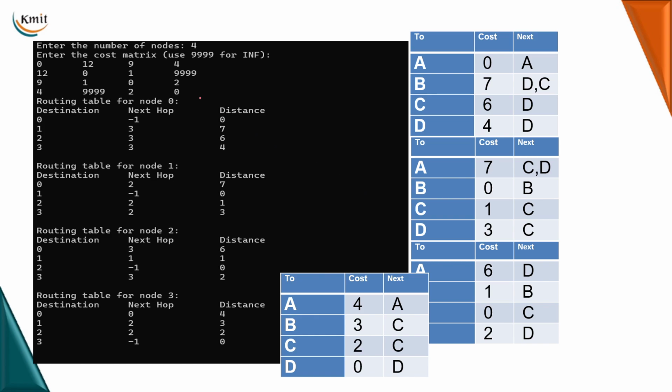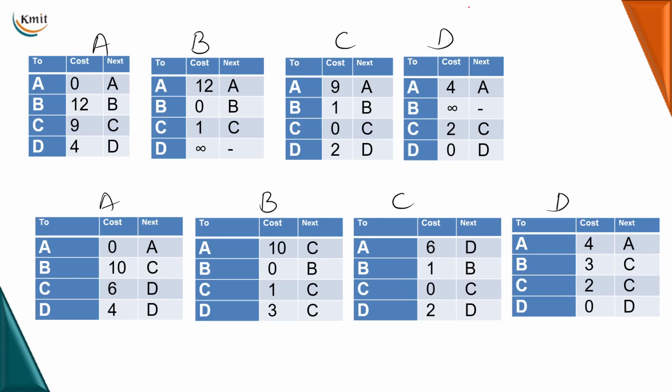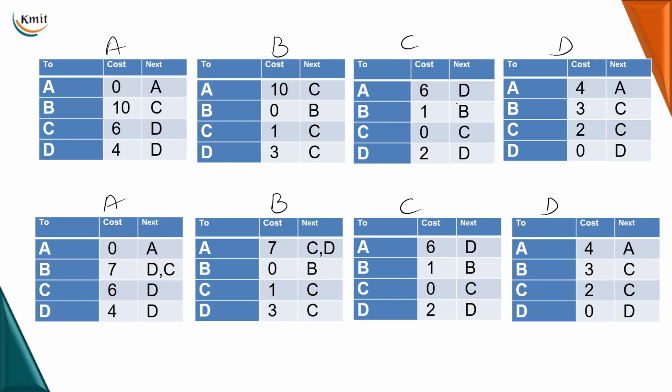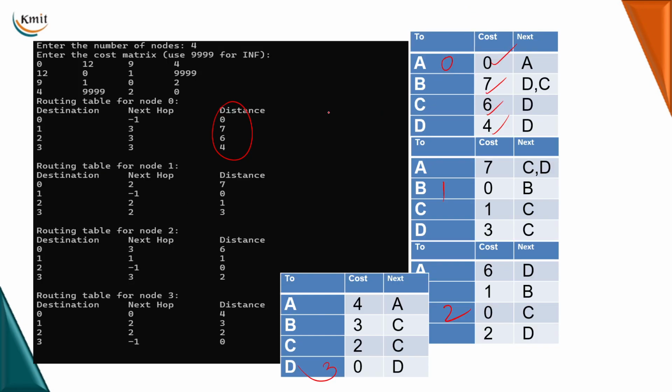See the output which I am getting. The output should be what? You are supposed to print the routing table for each node. So node number 0, instead of ABCD, I am saying node number 0, node number 1, node number 2, node number 3. Okay. So for node number 0, if you see the distance vector, it is 0, 7, 6, 4. I have taken screenshots of the example problem, the final results, and I am comparing with my program output whether it has worked properly or not. You can see the results are same.